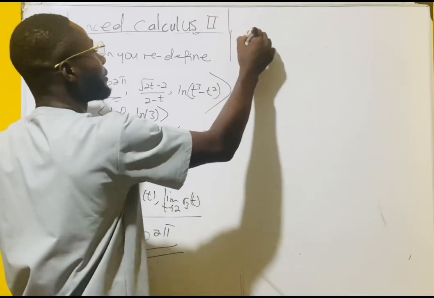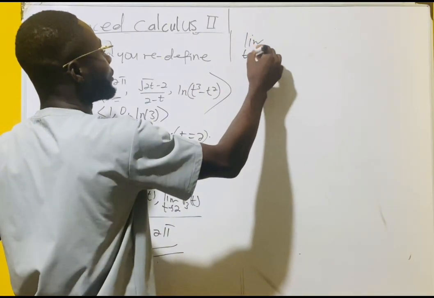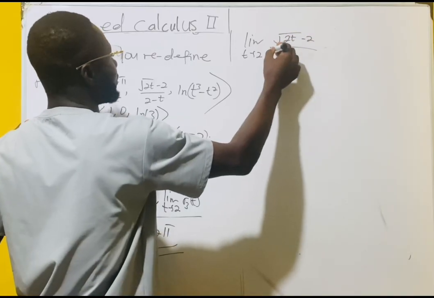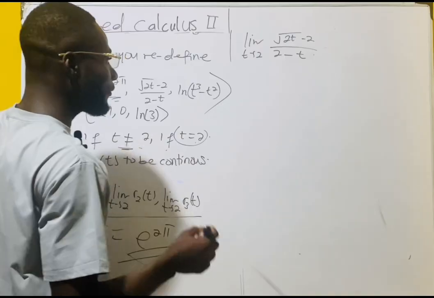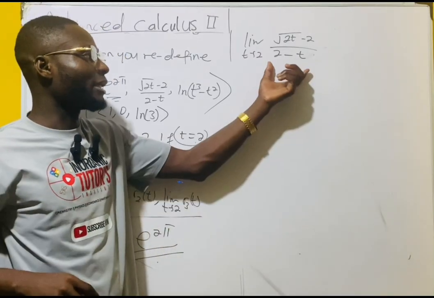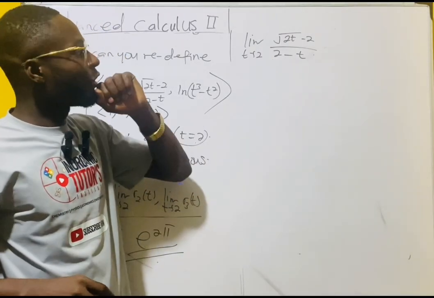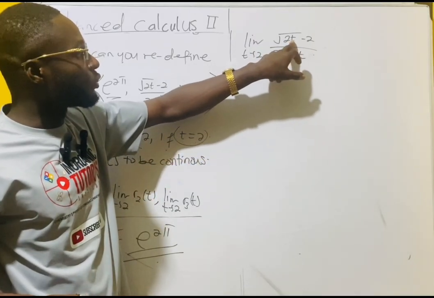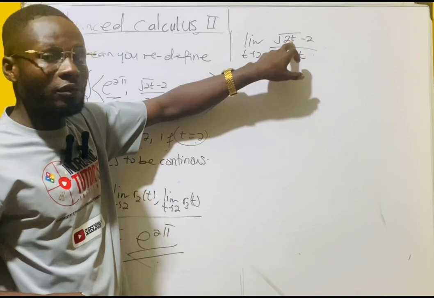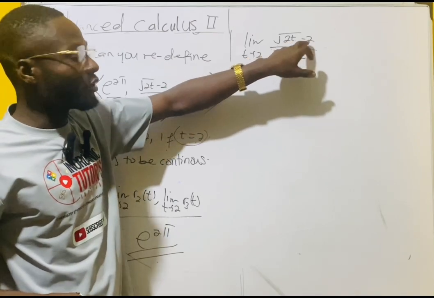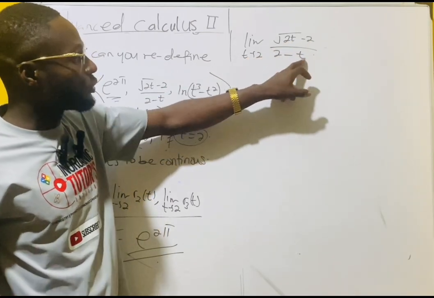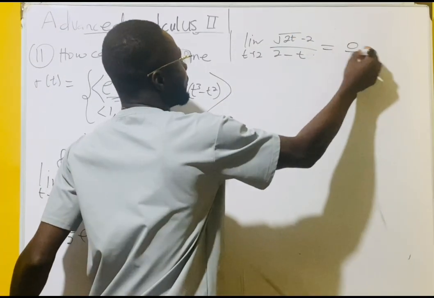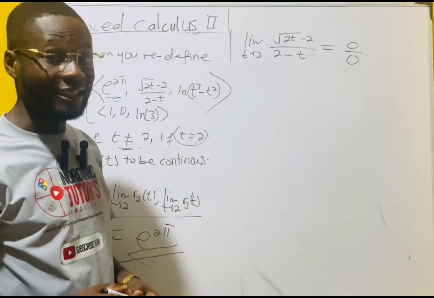And the second part, limit as t approaches 2 of square root of 2t minus 2, all over 2 minus t. Okay, so this part is where a little bit of work is. You know, when you substitute 2 into this, you're going to have what? Square root of 2 times 2, which is 4. Square root of 4 is 2. 2 minus 2 is what? 0. When you put 2, you're going to have 2 minus 2, which is what? 0. So meaning that we have 0 over 0, which shows that it is indeterminate.